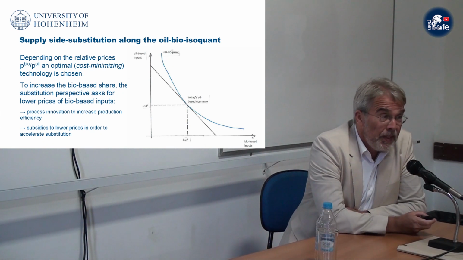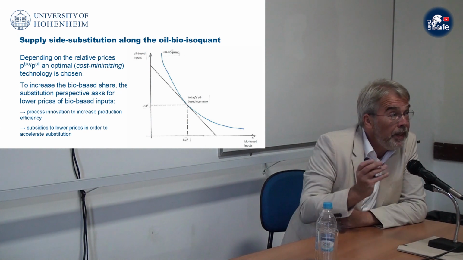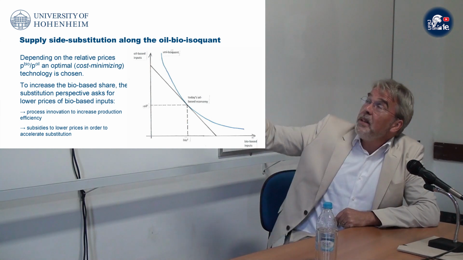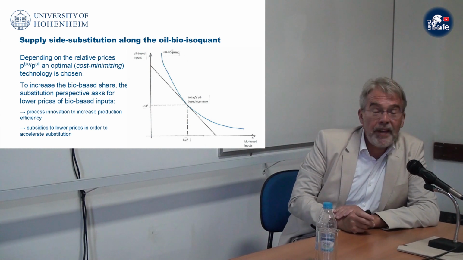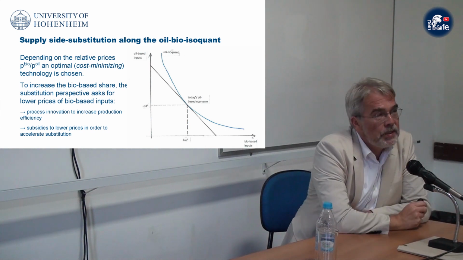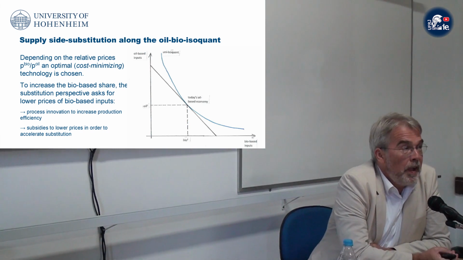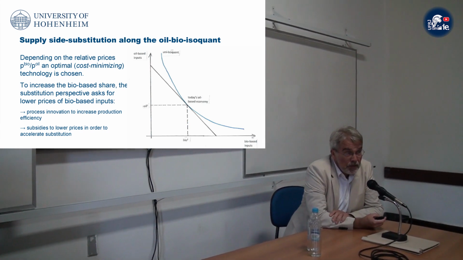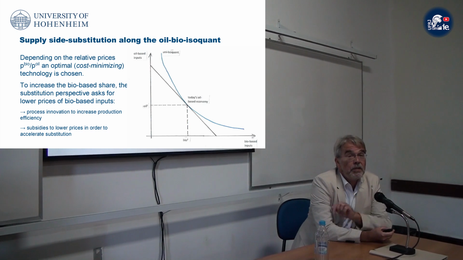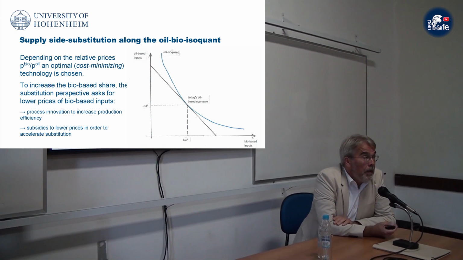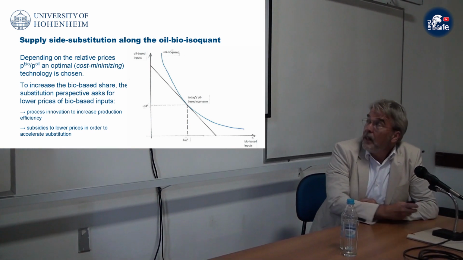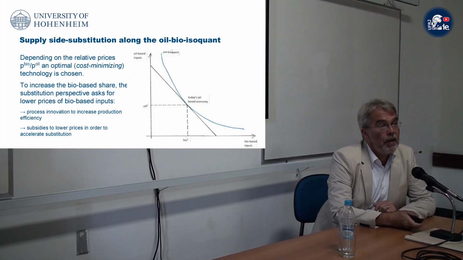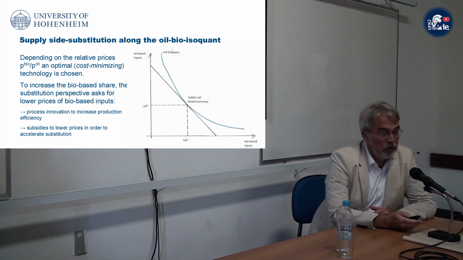It's an isoquant. And I have just replaced on the axis the ingredients. So we have now the oil-based inputs on the vertical axis, and we have the bio-based inputs on the horizontal axis. And you know what is happening. We make a cost-efficient decision. We have this cost line, which is describing the relative price between bio-based and oil-based inputs, and then we choose the optimal technology, which is describing how much of the bio-ingredients we are using.